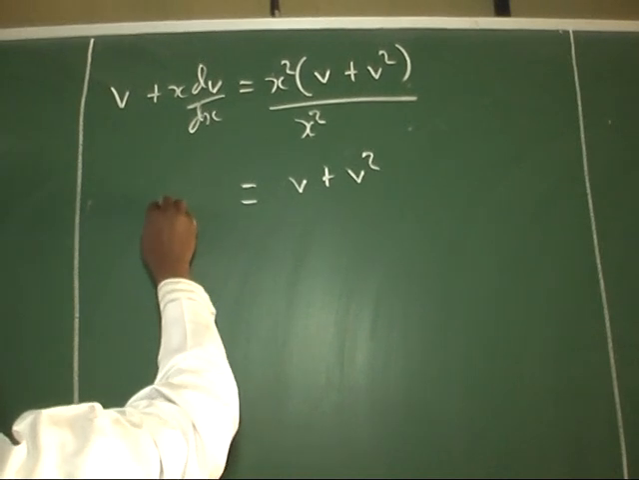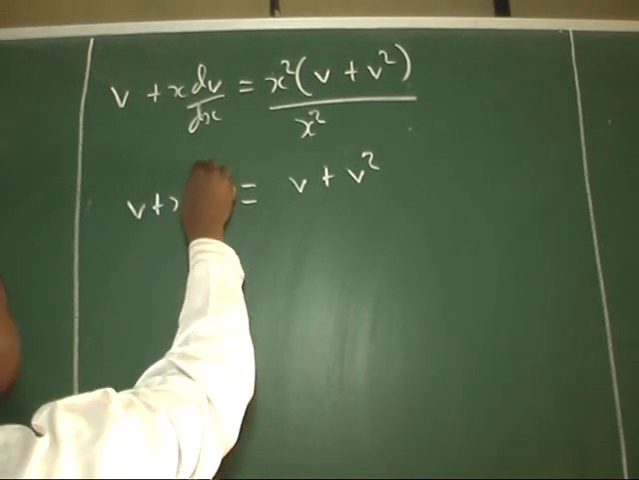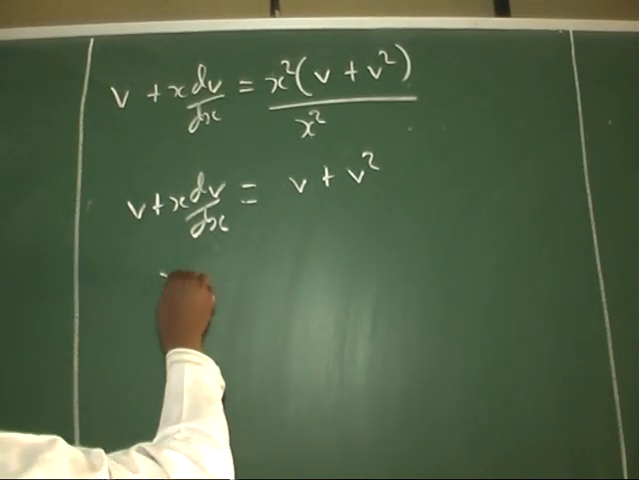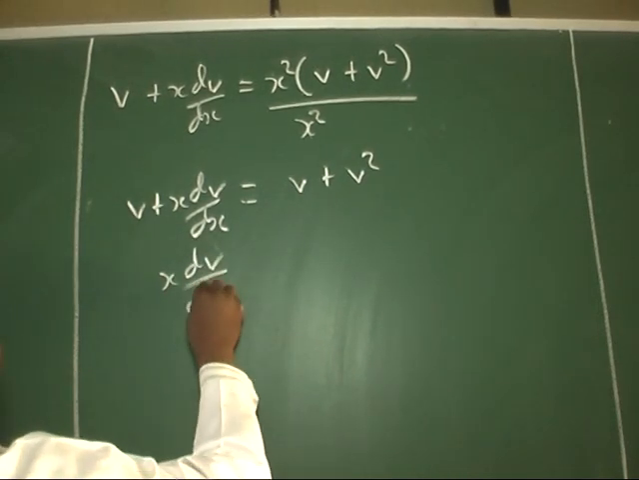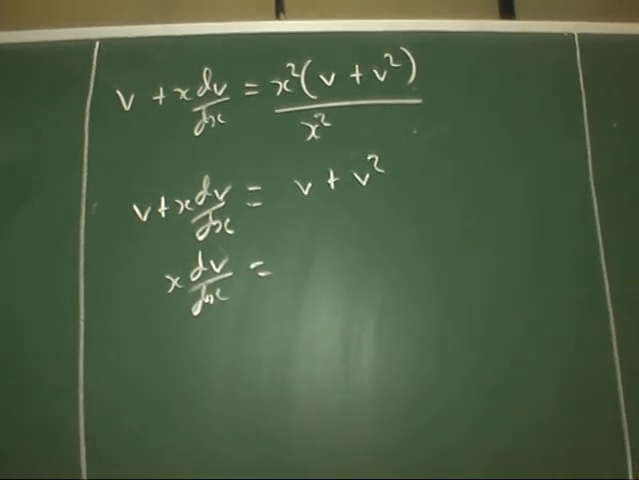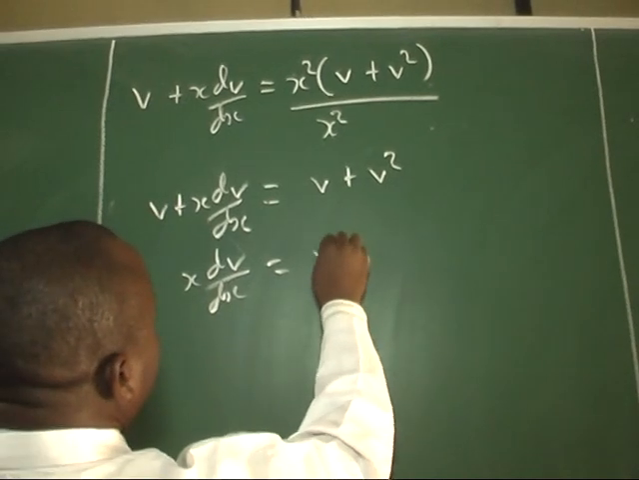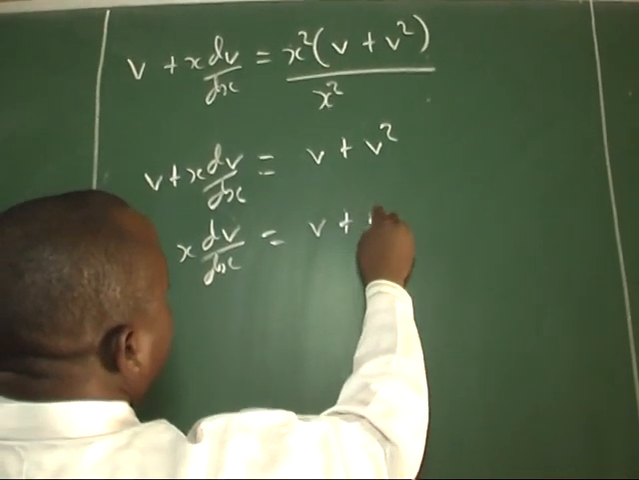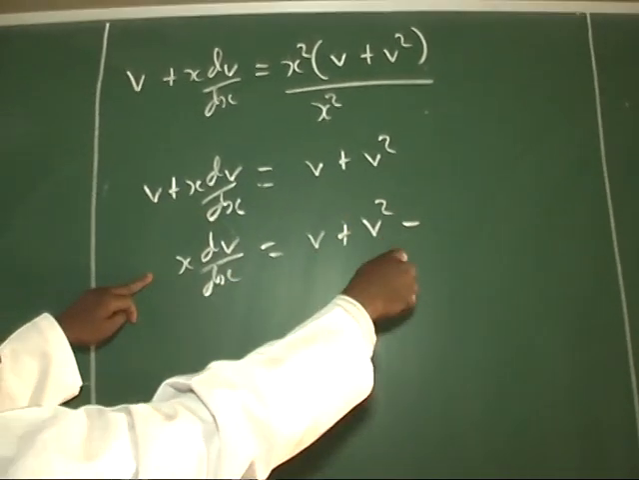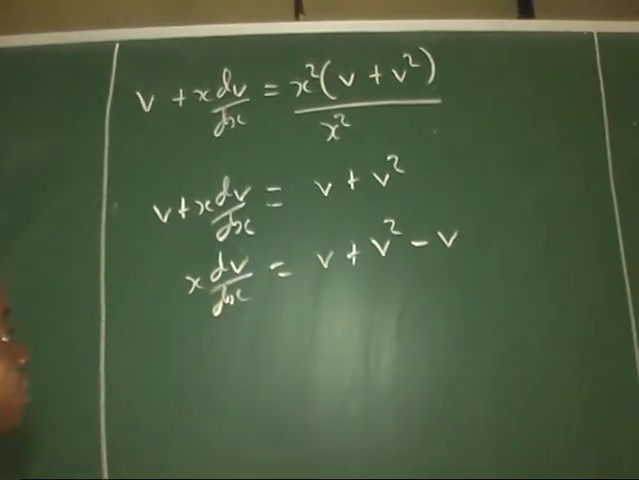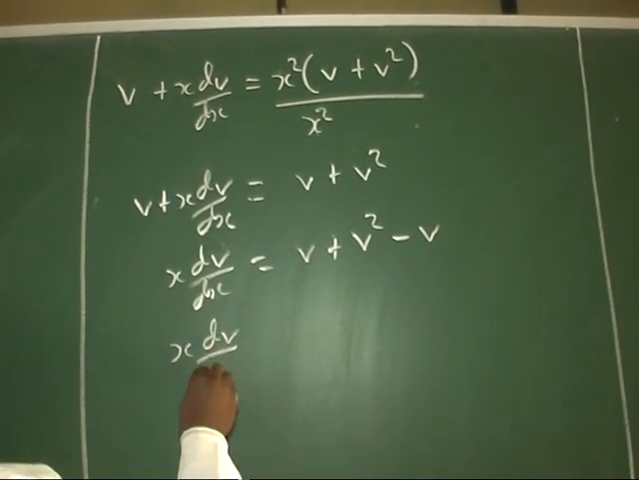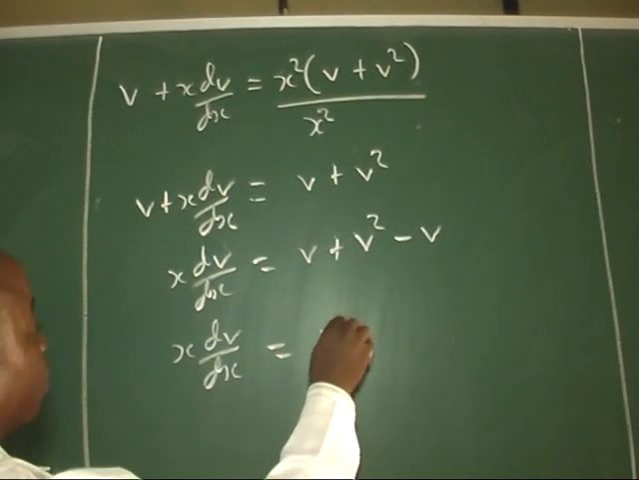And then we further have v + x dv/dx equal to this, which means x dv/dx will be equal to v + v², taking this v across, minus v, so that x dv/dx will be equal to v².